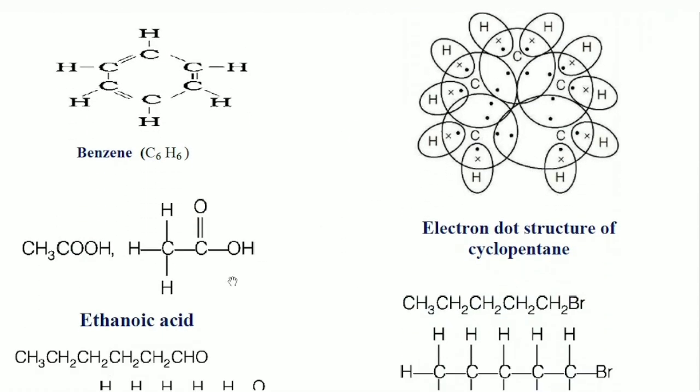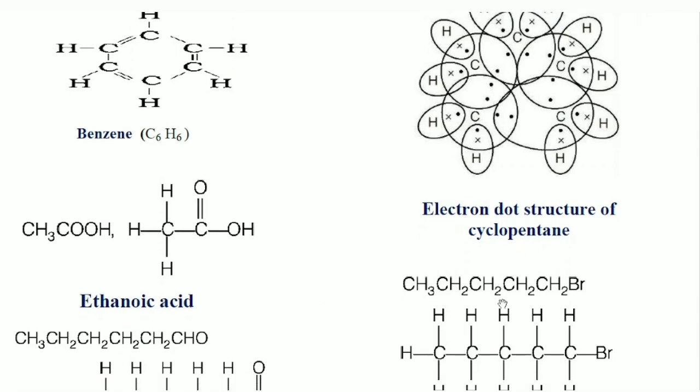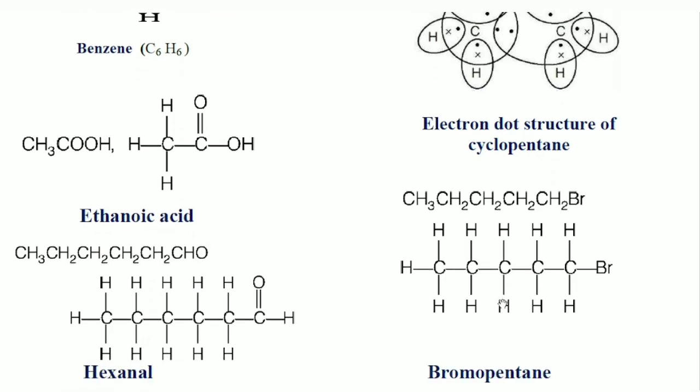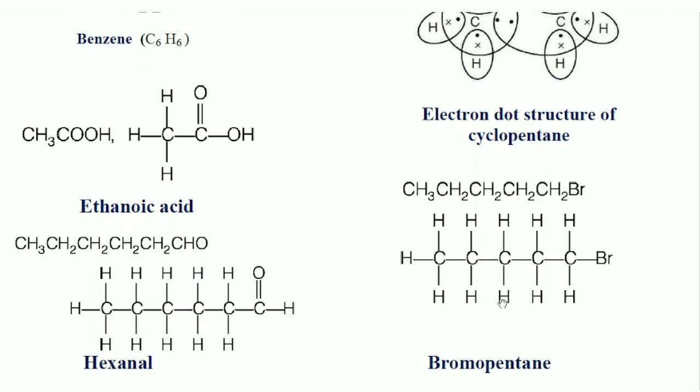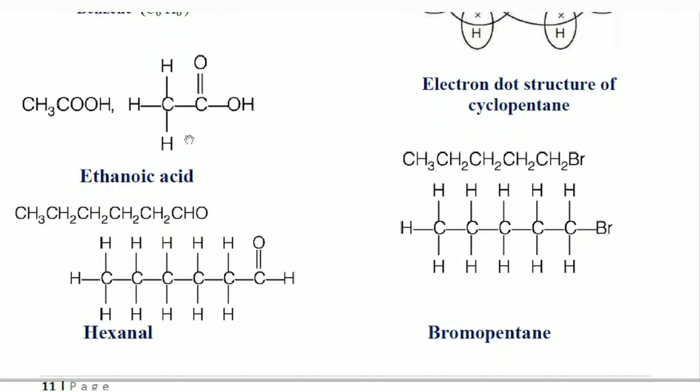See here ethanoic acid. This contains only one carbon atom besides the acid carbon, CH3COOH. So here ethanoic acid. Oic acid means it contains COOH. So ethanoic acid. Then hexanal. Hexanal means there is a presence of the aldehyde group. If the aldehyde group is present, the suffix will always be al. Hexanal. See here CHO is present. Therefore it is an aldehyde group.